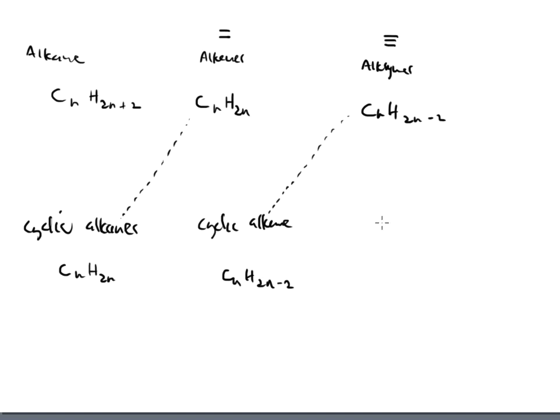And then, can we have a cyclic alkyne? And the answer is, yeah, we could, even though they don't really stay around that long, but we could. And the cyclic alkynes, if that's the deal, this is where the alkyne would start. So we have to erase 2 more in order to get that ring. And a cyclic alkyne would have the template of CnH2n minus 4 at this point.